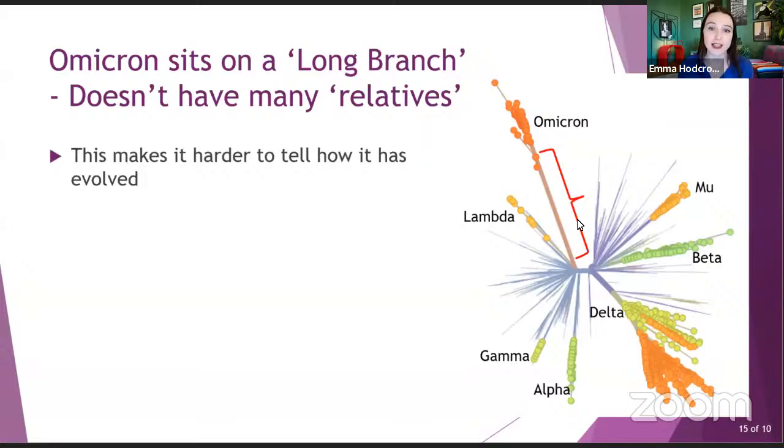And I've included some of the other variants of concern and interest here. And you can see quite clearly that Omicron is much further away from the middle than other variants of concern and variants of interest we've seen before. What this means is that it doesn't have many relatives and it's acquired a lot of mutations. This makes it harder for us to tell so clearly how it's evolved and where it might have been before we detected it.